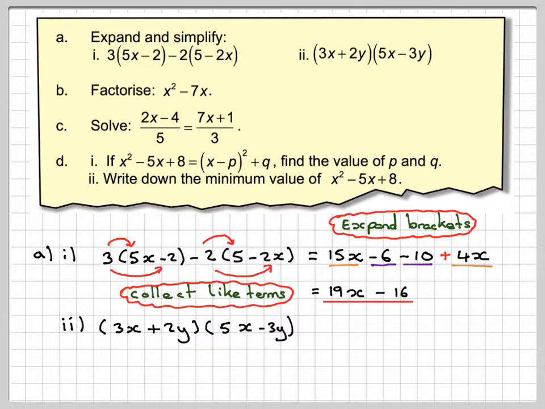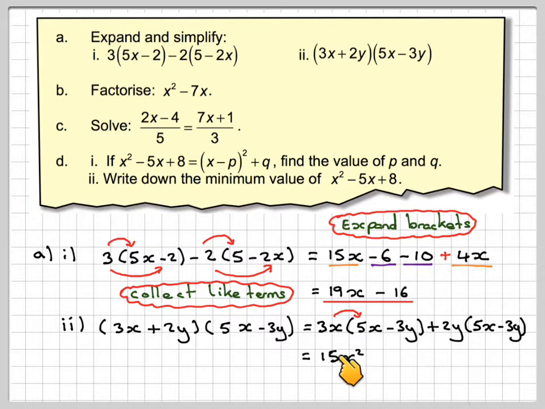Next one, 3x plus 2y times 5x minus 3y. You might like to use the FOIL method. I prefer to use this method: 3x times this bracket, and then plus 2y times this bracket, expanding this way. So 3 times 5 times x gives me 15x squared. 3x times minus 3y gives me minus 9xy. Alright, write things in alphabetical order, and then plus 2y times 5x is going to give me 10xy. You get 10yx, but I'm going to write it in alphabetical order, 10xy. It makes it easier to collect like terms together.